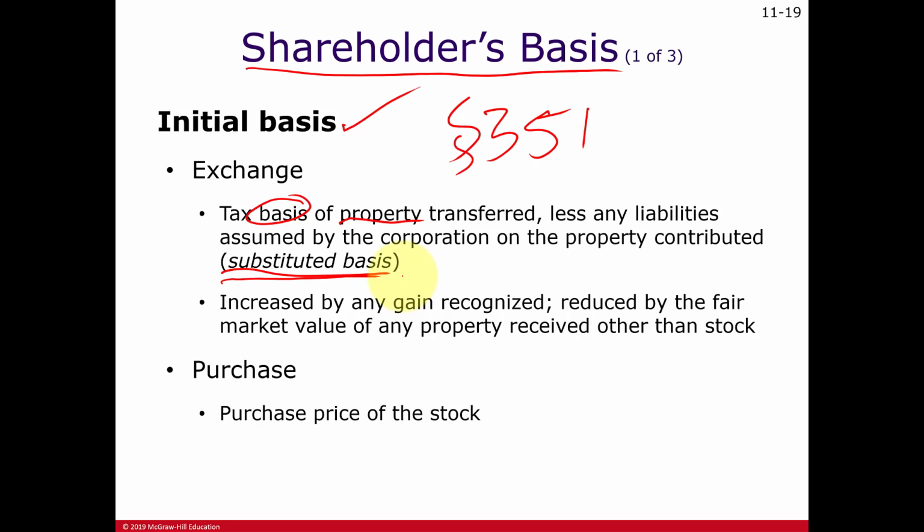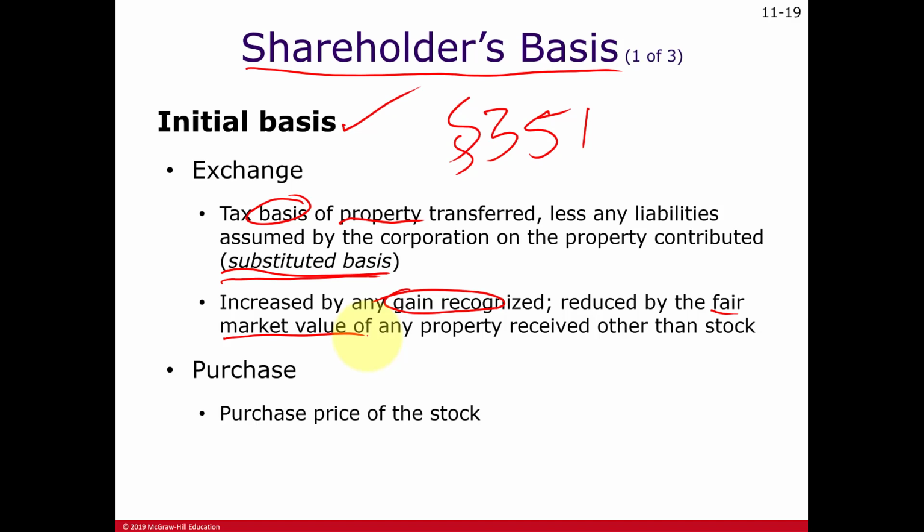But we know that if there's boot being paid back to the stockholder, there's a possible gain that has to be recognized, and that will be added to the cost basis. But then you've got to allocate basis to the boot equal to its fair market value, so that will reduce the remaining basis now allocated to the stock. So that's the starting point if you're forming a new corporation that has an S election in effect.